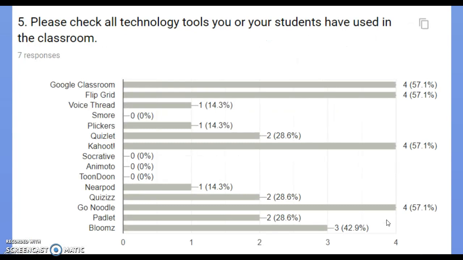Then number 5 said, please check all technology tools you or your students have used in the classroom. Right here, 57% said they've used Google Classroom and Flipgrid, which were the most popular ones, along with Kahoot and GoNoodle. According to the data, none of them have used Socrative, Animoto, or ToonDoo, which is not a surprise for me because these were the ones that I learned about in the courses that I have taken in grad school. Then only one person has used VoiceThread, one for Plickers, and one for Nearpod. Then 2 people for Quizlet, 2 for Quizzes, and 2 for Padlet.